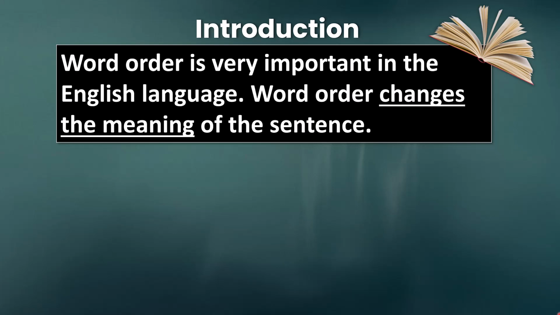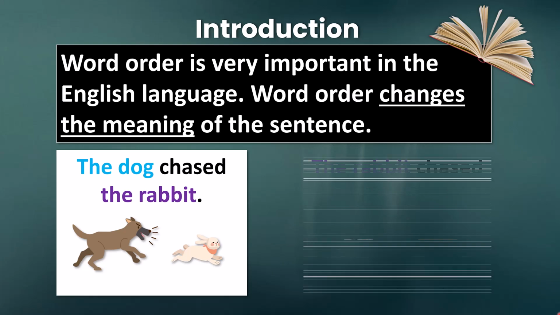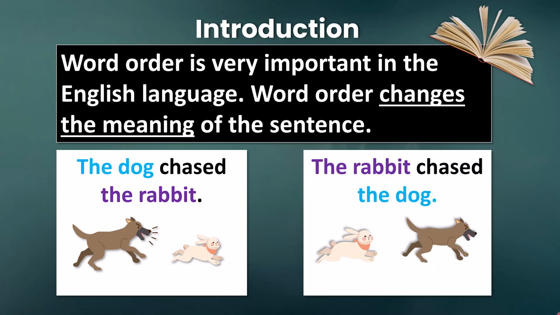Let's look at these two examples. The dog chased the rabbit versus the rabbit chased the dog. The same words are used in these sentences, but the meaning has completely changed because of the word order. In English, we have the subject of the sentence before the verb, followed by the object of the sentence.